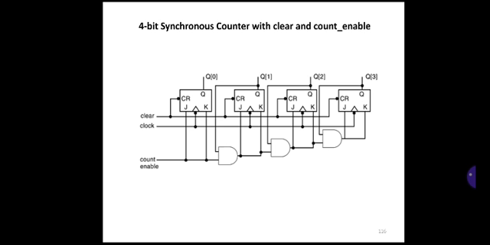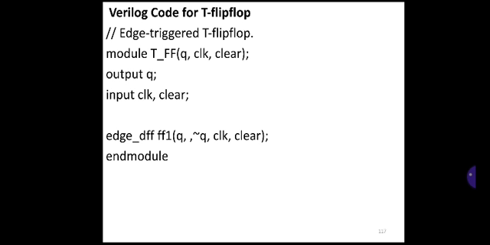So this is a 4-bit synchronous counter with clear and count enable. You can also have the count enable input also. Now see here, this is a Verilog code for T flip-flop. Now this T flip-flop is again done by using the gate level modeling.